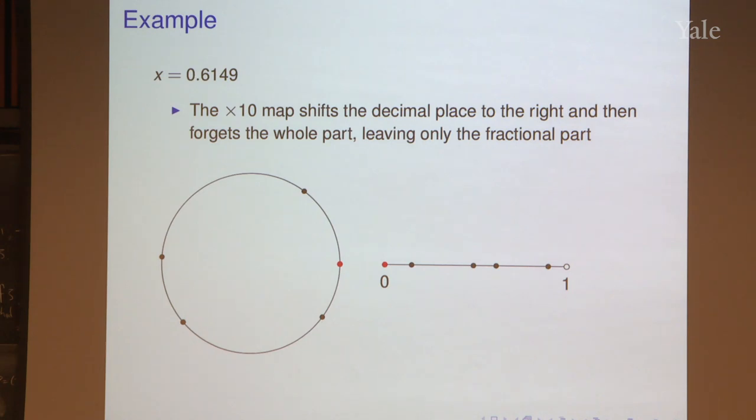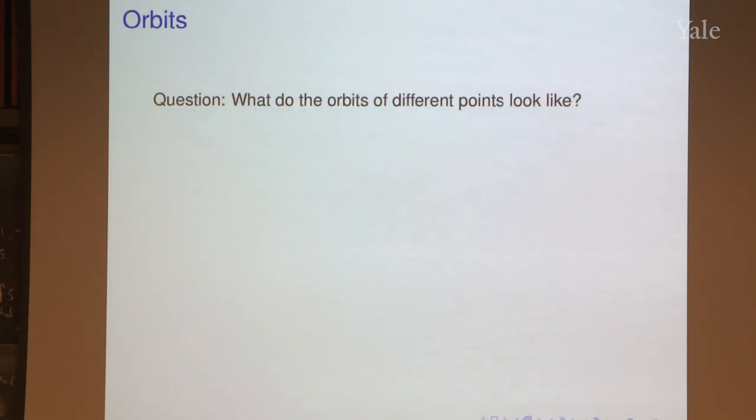So what we've seen is that the times 10 map is shifting the decimal place. If we write our number out as an infinite decimal expansion, the times 10 map just shifts the decimal place 1 over and then gets rid of everything before the decimal. So pretty simple to describe algebraically. Perhaps not so simple to describe dynamically.